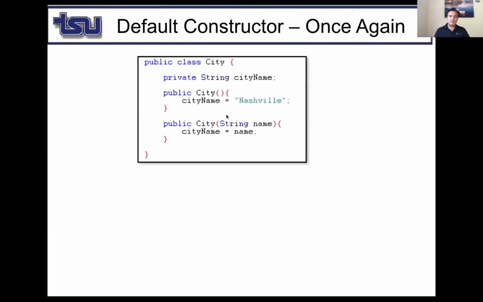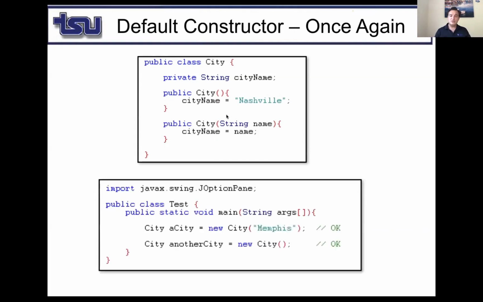How about this one? Let's look at this. I have city, I have a constructor, I have a default constructor, I have another constructor. So I have two constructors. They are overloaded. Remember, if we have multiple constructors, we call them overloaded constructors. So in this case, this will be perfectly okay. Why? I am creating an object using a constructor that takes a string as input. Do I have such a constructor? Yes. So this will make a call to this constructor.